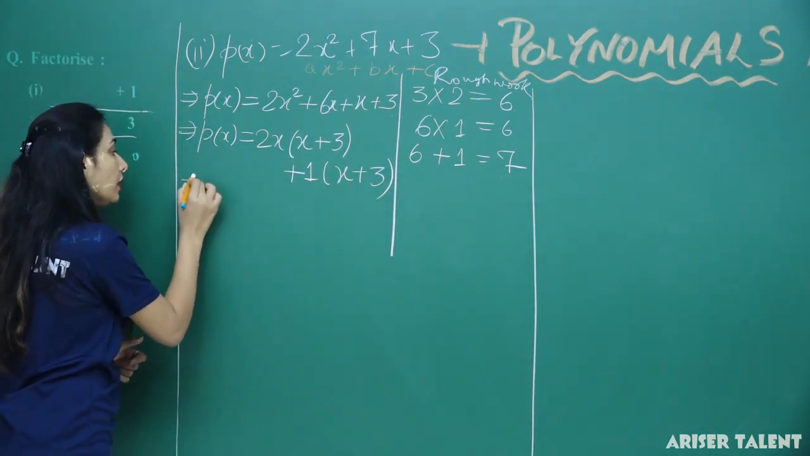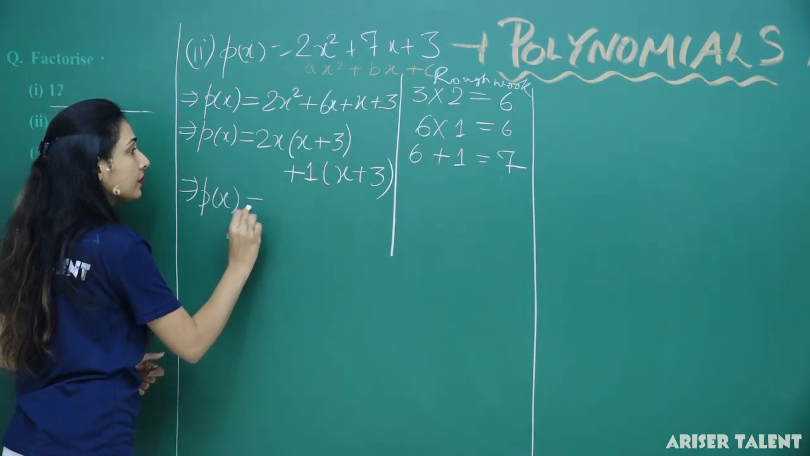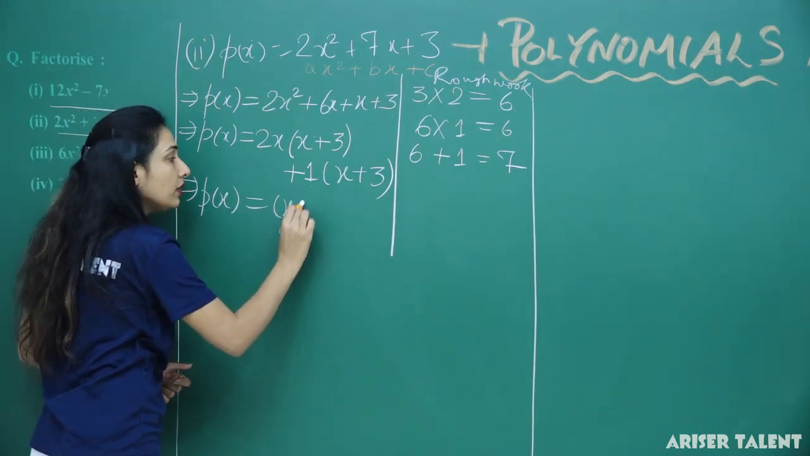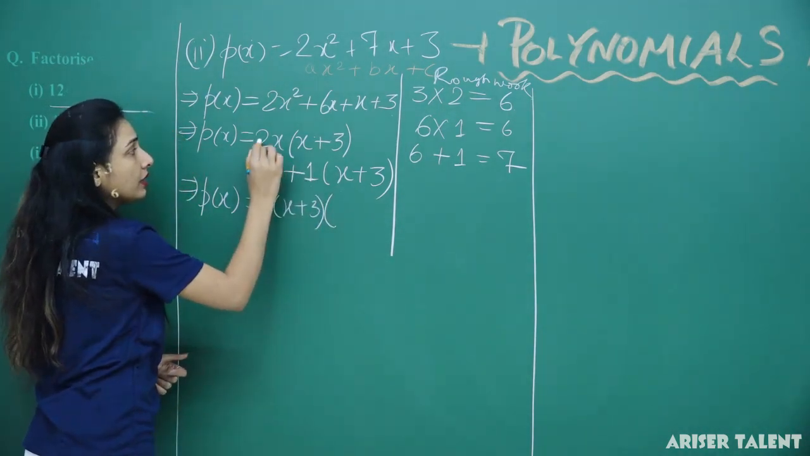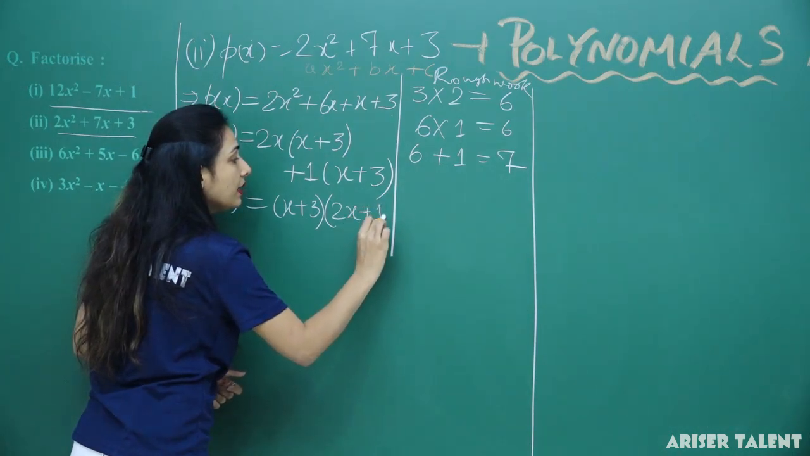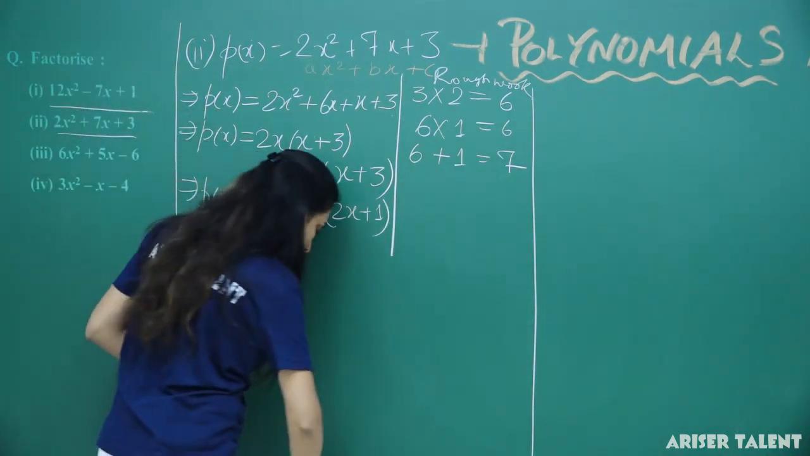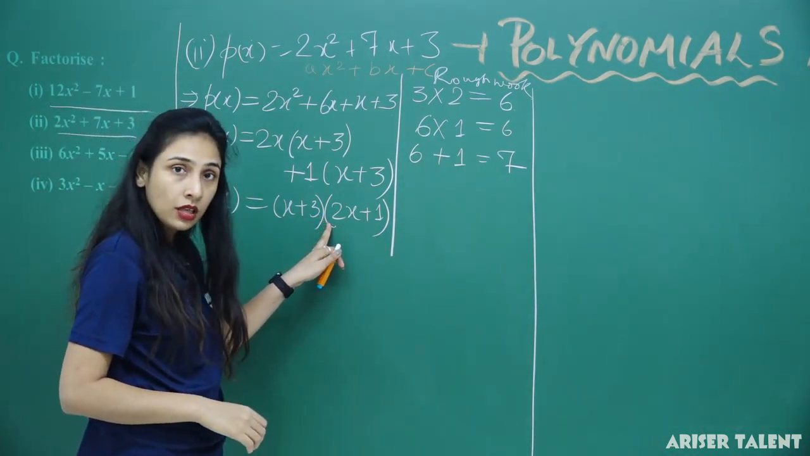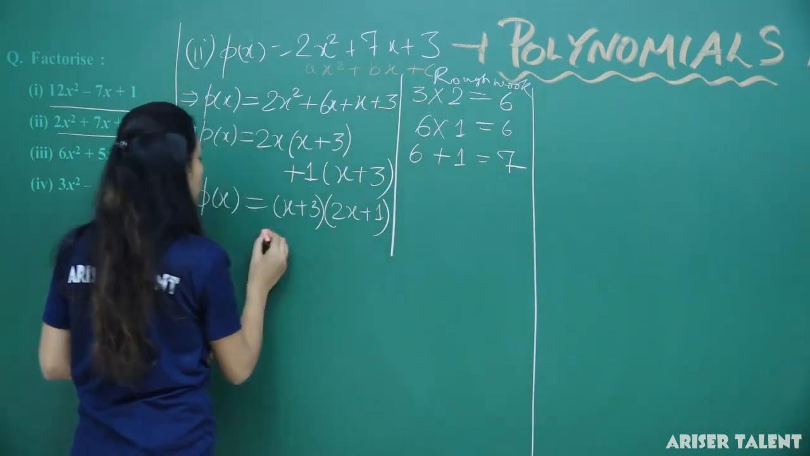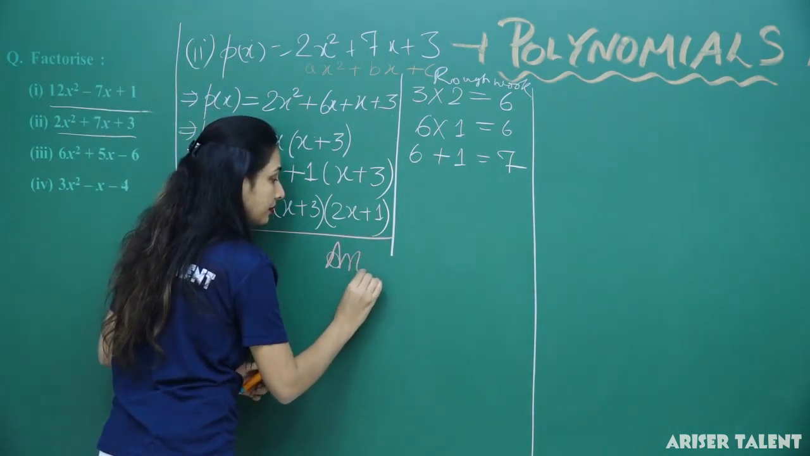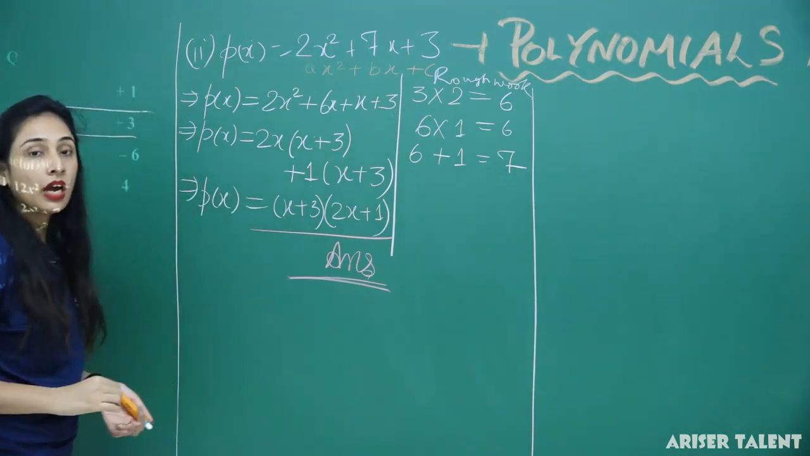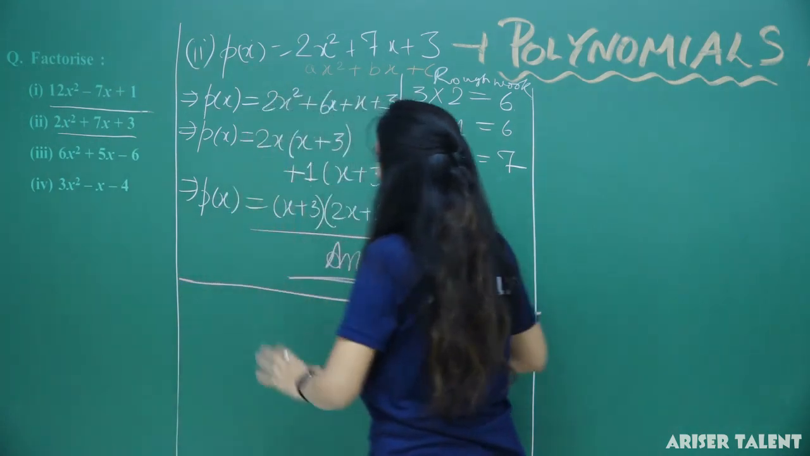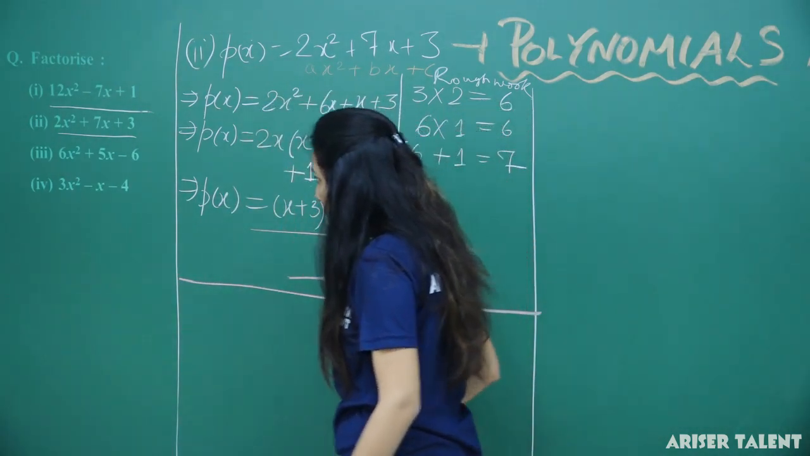Now you will get 2x + 1, because 3x + 3 is common, so take it common. What will you remain with? This is 2x here and plus 1 here. So, now this is what? Multiplication of something, you are getting no plus or minus in between. So, this is one factor, this is the second factor. So, this is your answer. Understood? Okay. This is the second portion of it, which we have now finished.